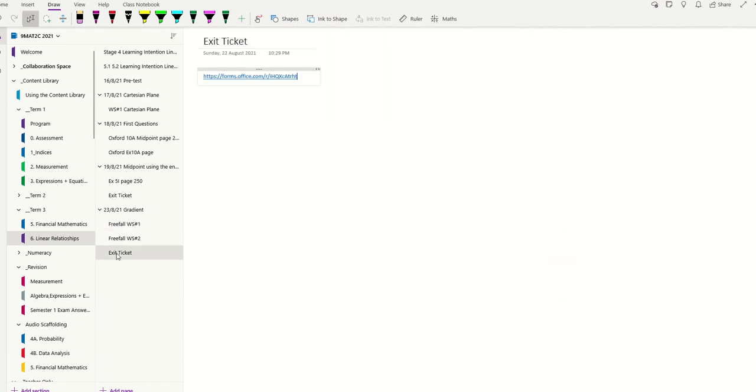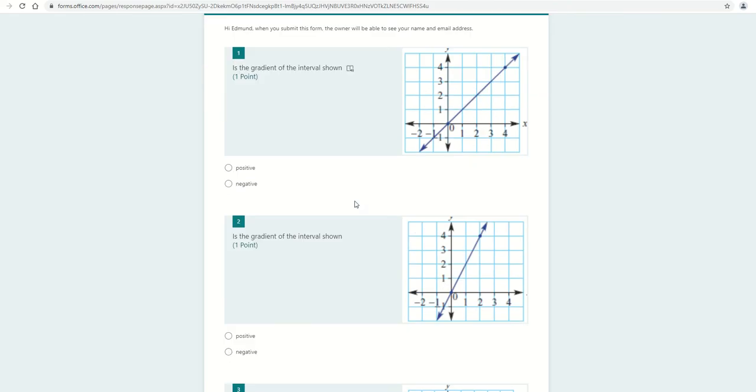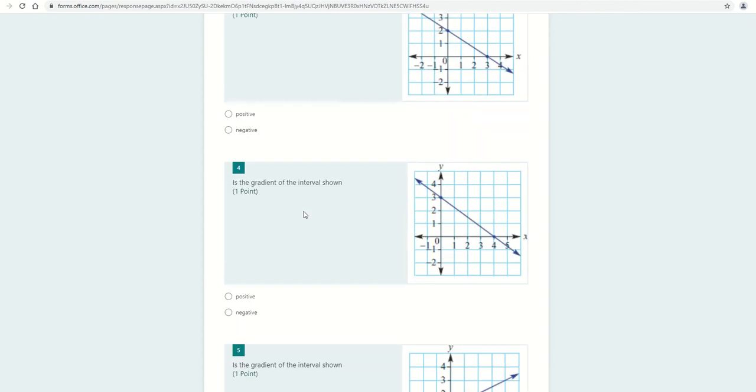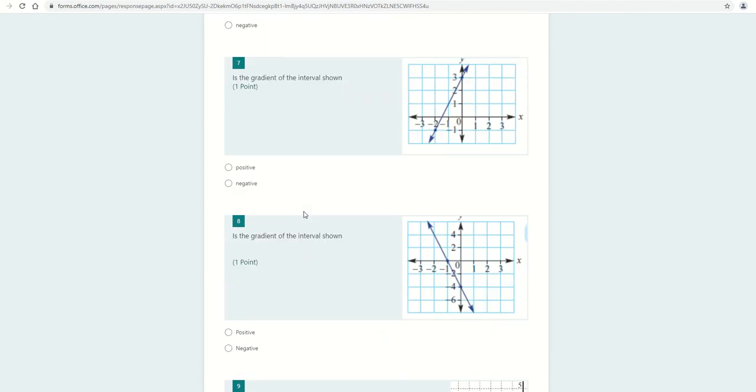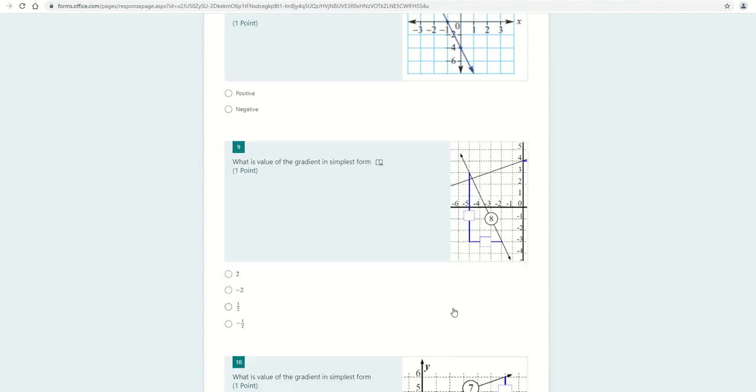So your exit ticket, you're going to come here, hopefully you are going to be able to click on it. That works. It's going to take you here. You're going to do these. So the first 8 questions is just asking you to choose whether it's a positive or negative gradient. So that's the first 8. You just look at them and choose. And then from here on is where you're going to do the value of the gradient in simplest form. So have your calculator out, count what the rise is, put that in the fraction over the run, push equals and see if it comes out to one of these things.